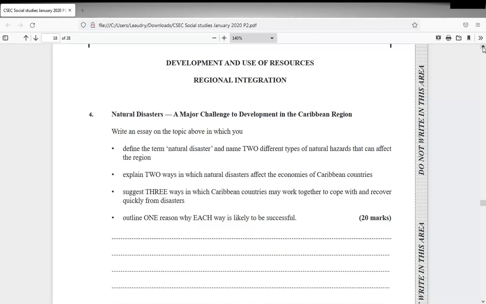So first of all, in explaining these two ways, first we mention one way in which natural disaster affects the economy of a Caribbean country. We know, for example, natural disaster actually destroys farmers' crops and it affects their livelihood, so to speak. So all of that is destroyed.